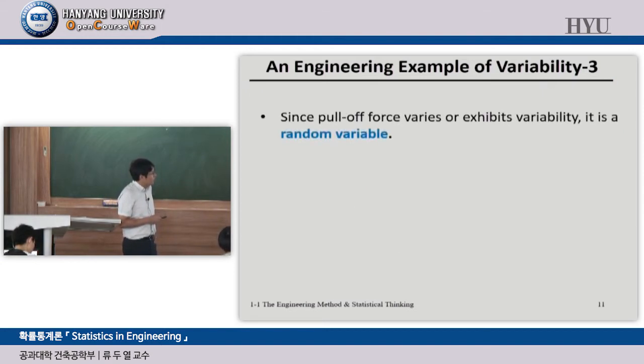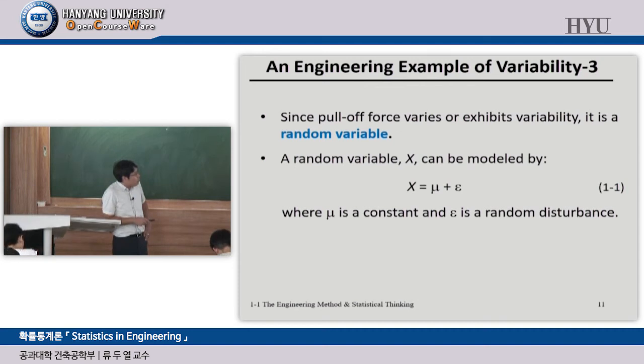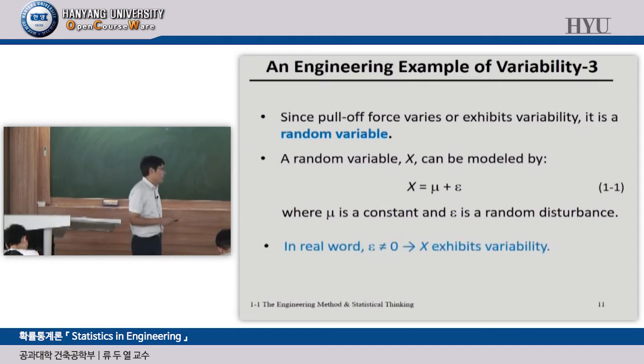Since the pull-off force varies or exhibits variability, it is called a random variable, which is called 확률 변수 in Korean. And a random variable X can be modeled by this equation: X equals the summation of mu and epsilon. Mu indicates the constant value, and epsilon indicates the random disturbance. In real situations, epsilon never equals 0, which means that the random variable always exhibits variability.